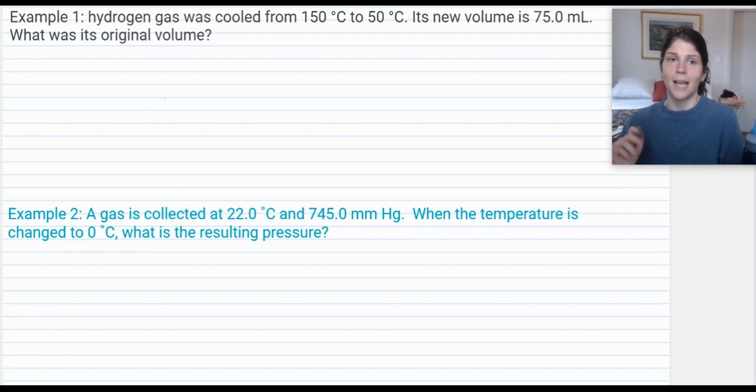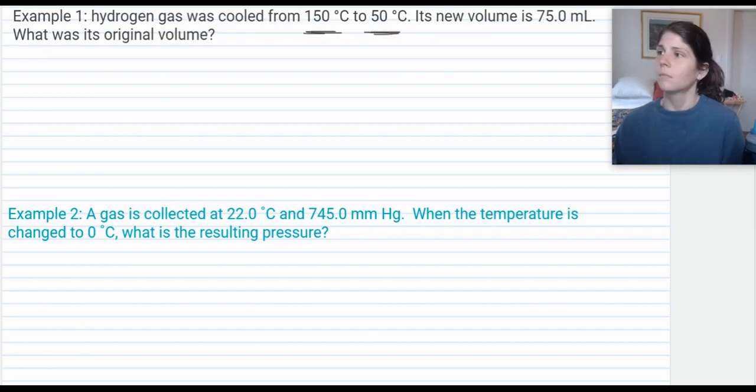The first one says hydrogen gas was cooled from 150 degrees Celsius, that's a variable, to 50 degrees Celsius, that's a variable. Oh, technology. So then I'm telling you that its new volume is 75 milliliters. That's a variable. And what I want to find out is what was the original volume. So I don't know that one. I always think it's so handy to write down the variables.